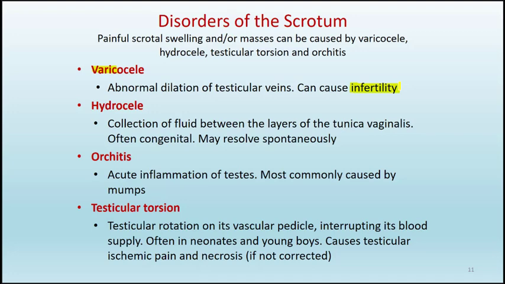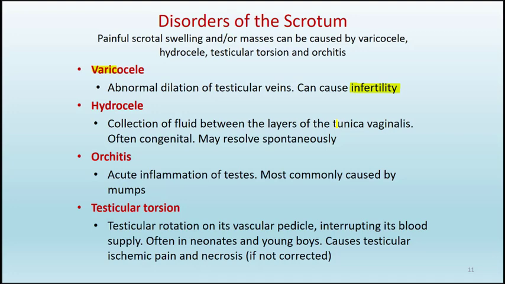Hydrocele is where fluid is found between the testes and the skin, so between the layers of the tunica vaginalis. It is oftentimes congenital, meaning that babies can be born with this condition, but it can also happen in children and adults. In many cases, it can resolve spontaneously, so usually not a problem.